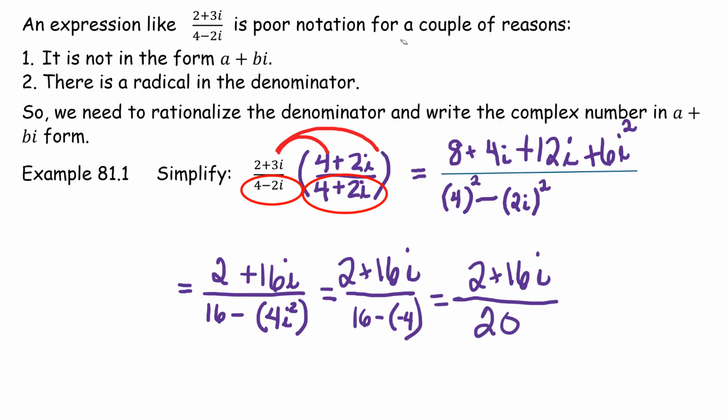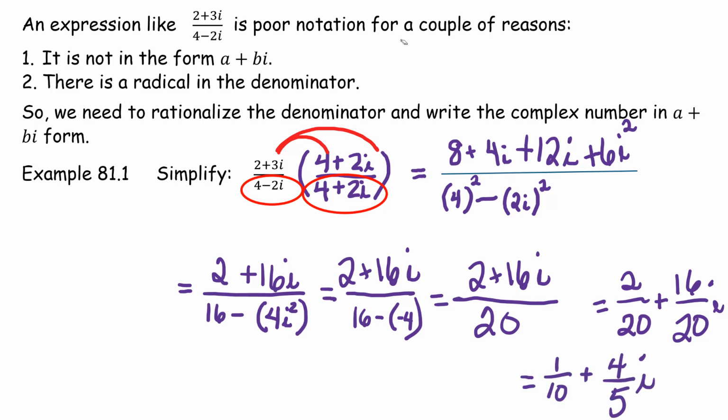So we have 2 plus 16i over 20, and we know we want to write the real part first, 2 over 20, and the imaginary part second, 16 over 20i. And now we need to reduce the fractions to 1/10 plus 4/5 i, and that is the final answer. It has the real part first, imaginary part second. There are no radicals in the denominator. It's just completely simplified and in good notation.